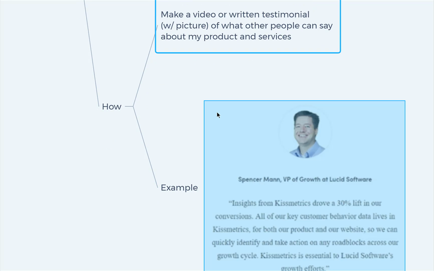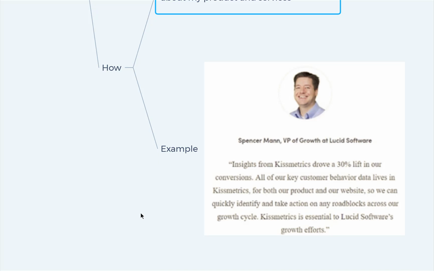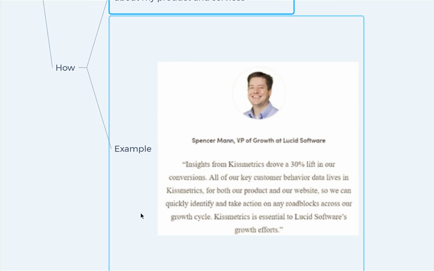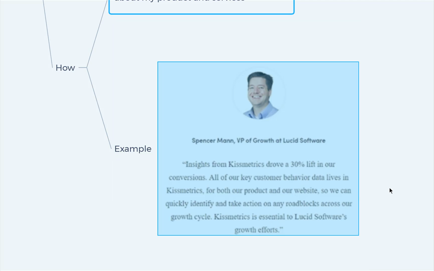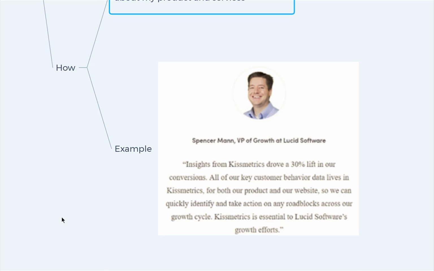services. For example, Spencer Mann, who is the vice president of growth at Lucy Software, says about the software that insight from Kissmetrics drove the 30% lift in our conversion. All of our key customer behavior data lives in Kissmetrics for both our product and our website, so we can quickly identify and take action on any roadblock across our growth cycle. Kissmetrics is essential to Lucy Software's growth effort.